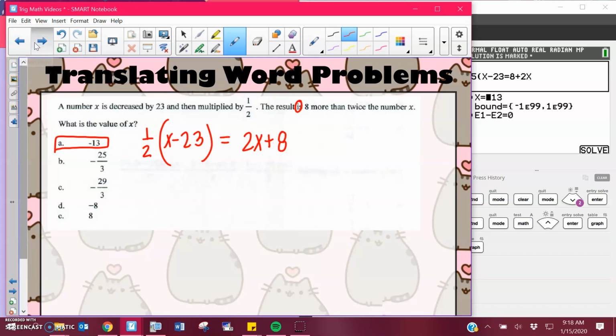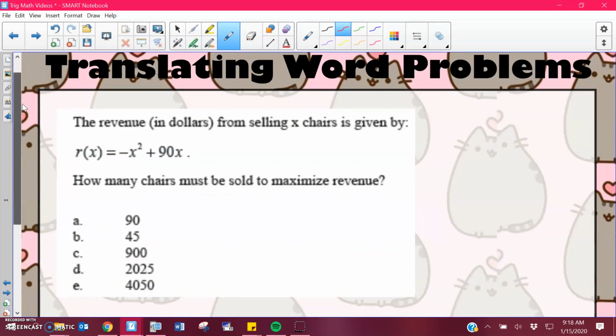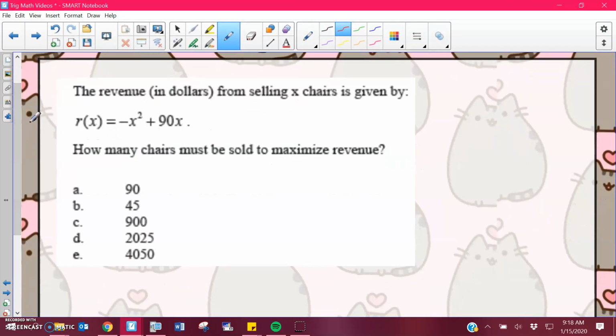Okay, this last one is dealing kind of with word problems, but it's not asking you to translate as much. It's giving you a situation and asking you to interpret it. So they're giving you a revenue in dollars from selling X chairs. So an X is a chair and R is the revenue, so how much money you're making. And then it asks you how many chairs must be sold to maximize revenue.